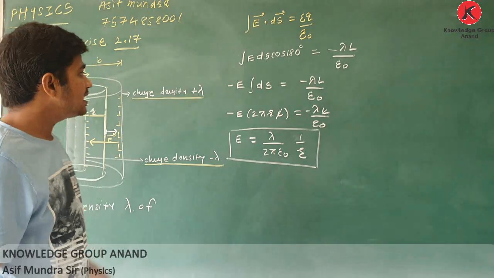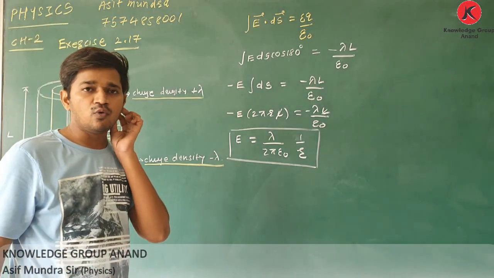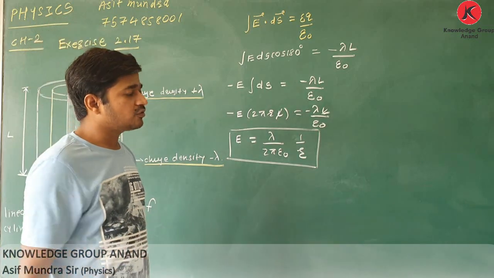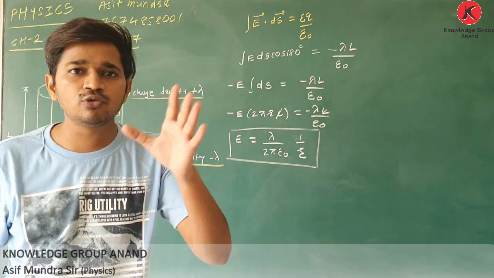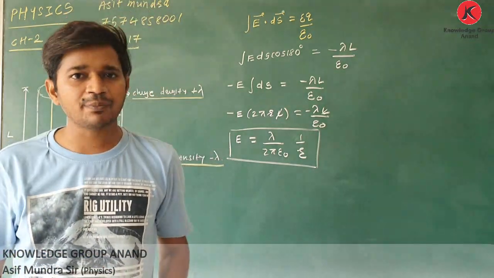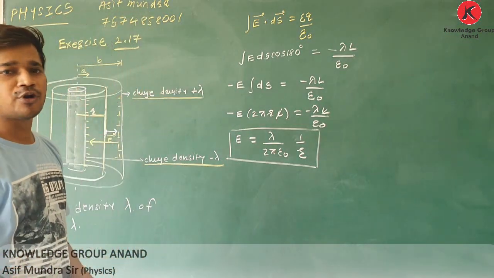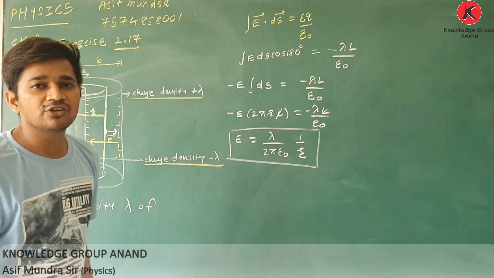Okay. Now, yes, the electric field we have found. Now, one more thing we will find, that is capacitance. How to find capacitance? Capacitance C is equal to Q upon V. What is the equation of capacitance? C is equal to Q upon V. So, first of all, we have to find the potential difference. How to find the potential difference?